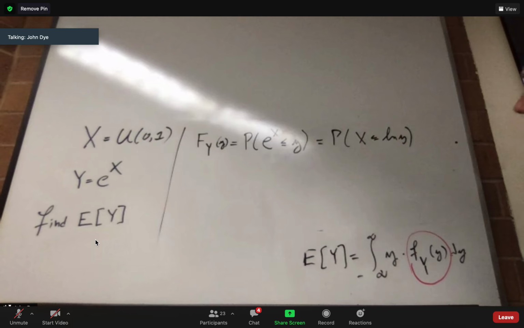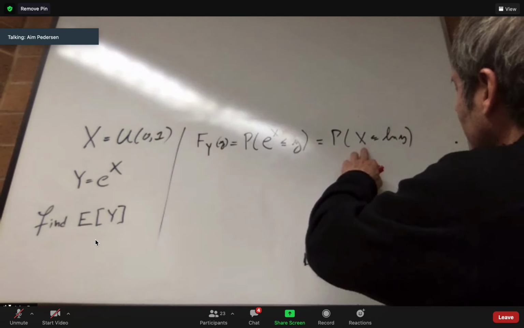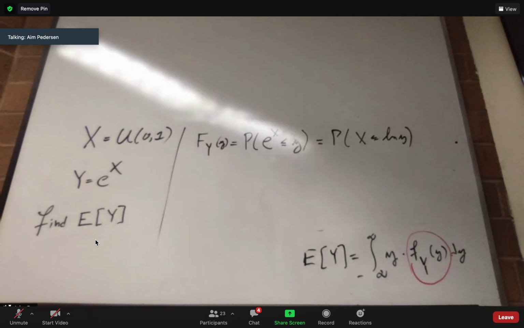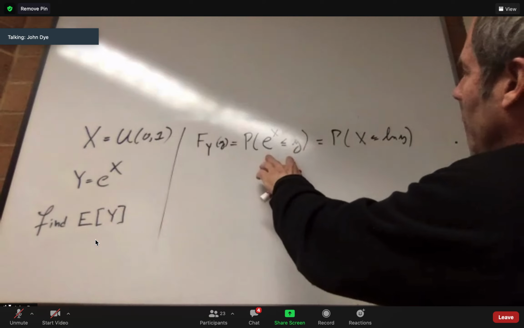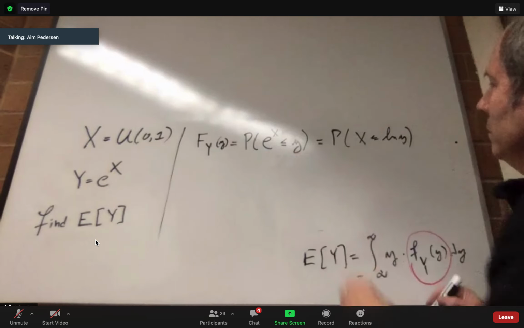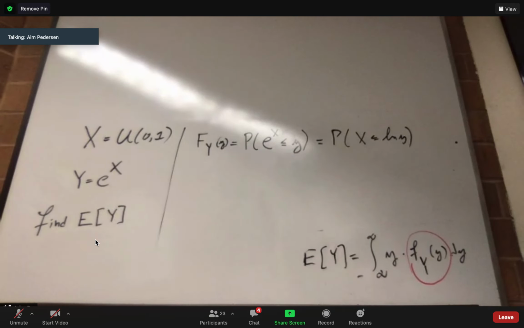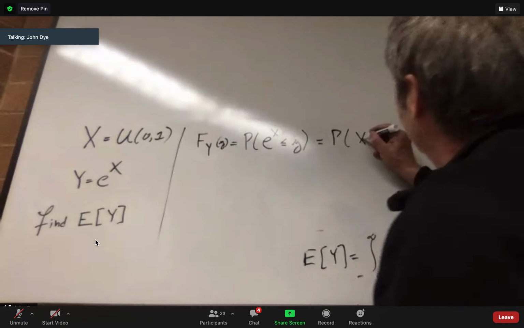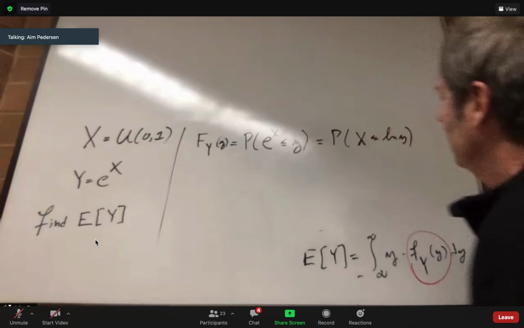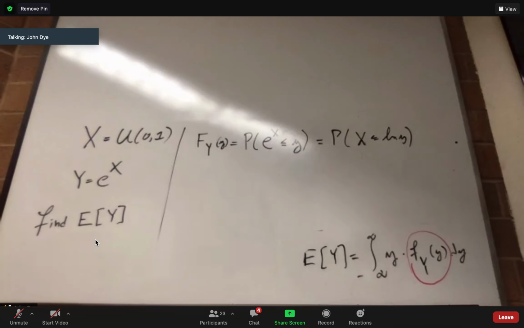Real quick though, just because this is something that I've struggled with from 341, can you help me out with the change of variables here? So we have e to the x is less than y, and you just take the log to base e of both sides. Okay, so we're basically solving for x. Well, you want to do that because now we have x, which we know the distribution for. And it's actually a simple distribution.